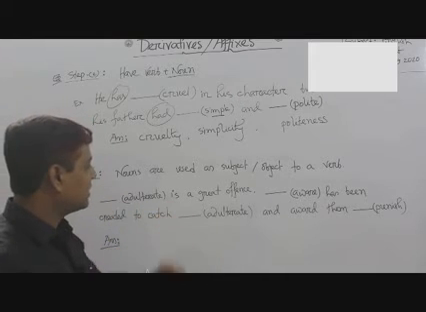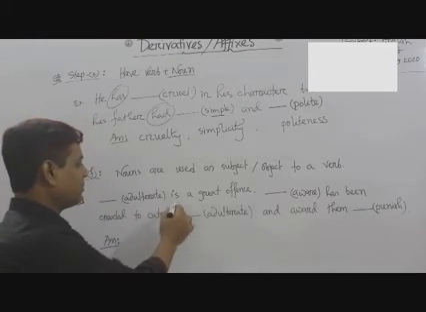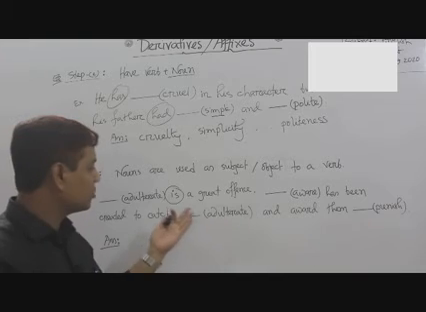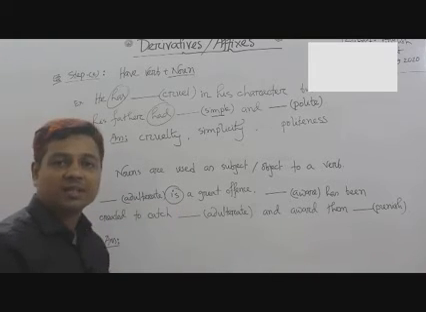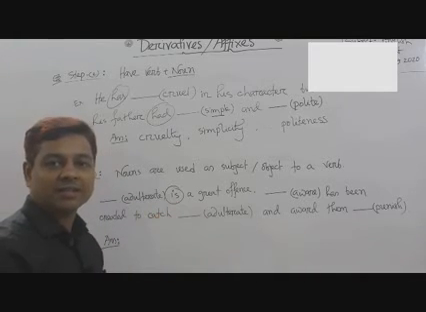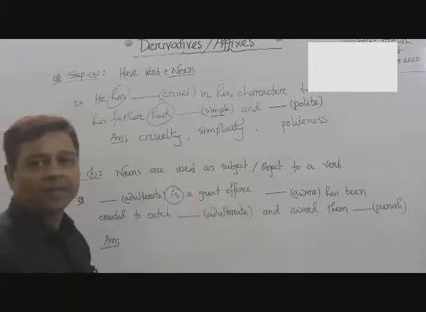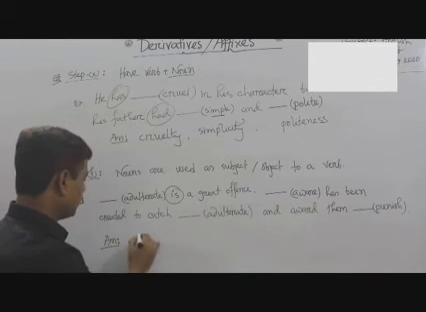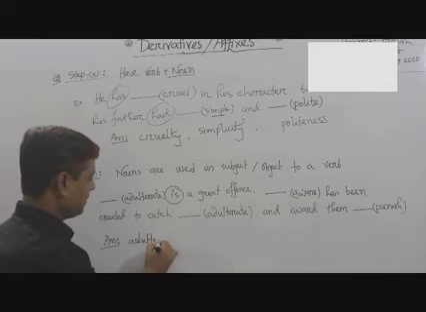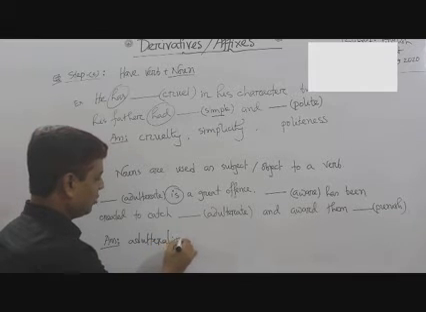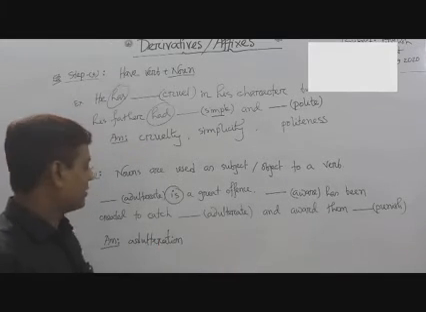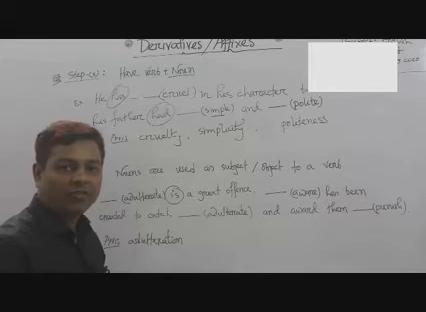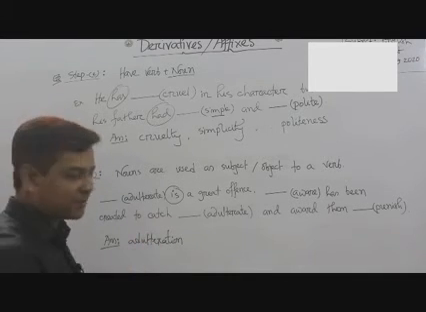Dash adulterate is a great offense. Here the verb is 'is' and you have to use a noun just before the verb 'is' as the subject of the sentence. The noun form of adulterate is adulteration, A-D-U-L-T-E-R-A-T-I-O-N. Adulteration is a great offense, as the subject.